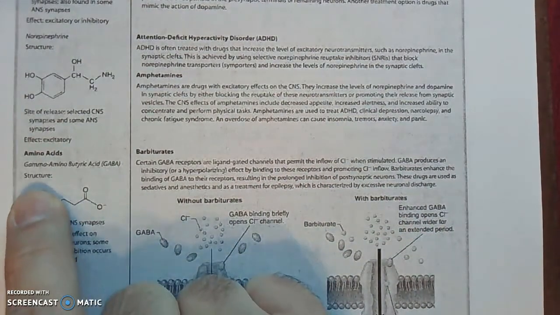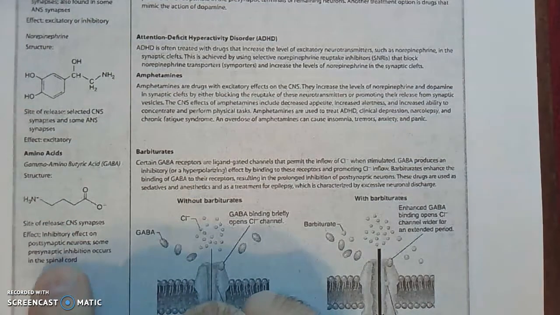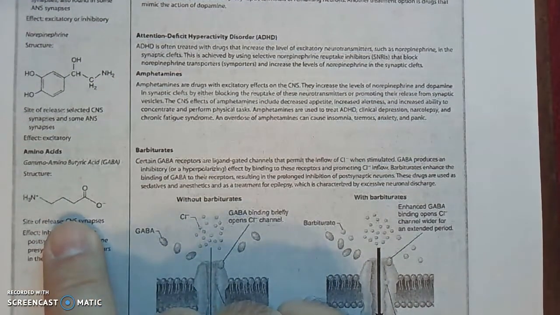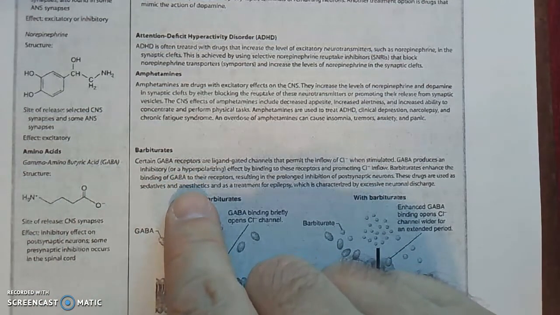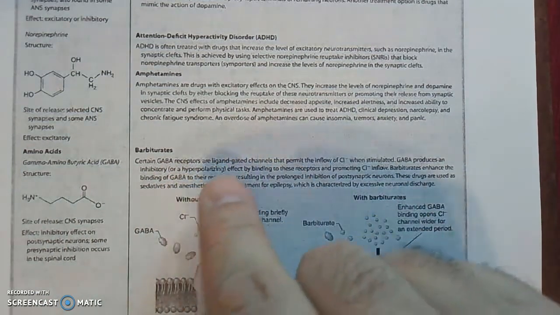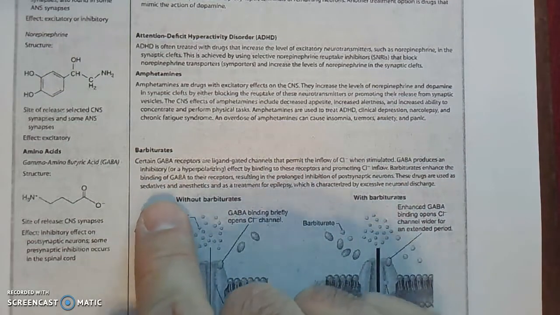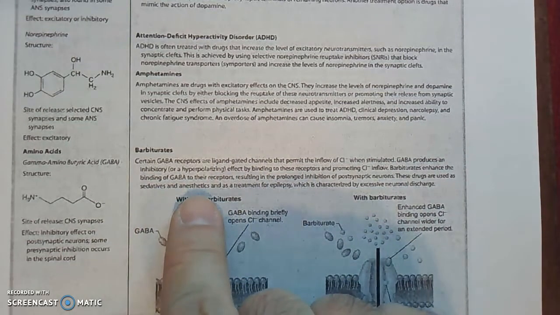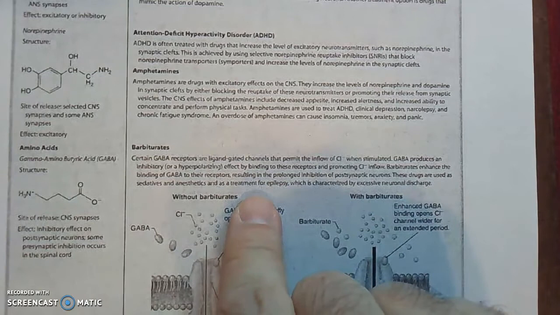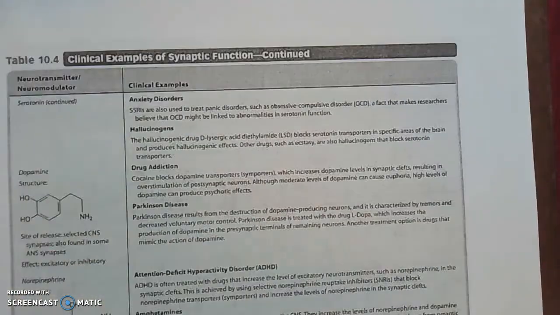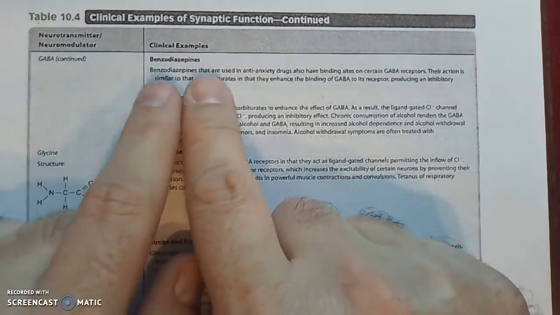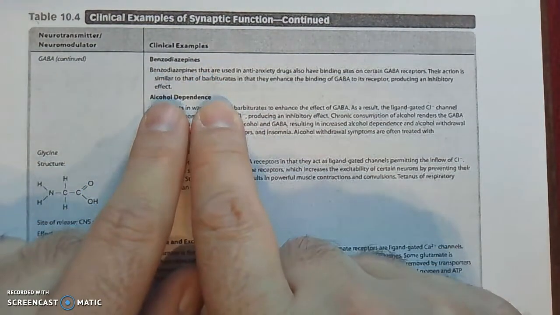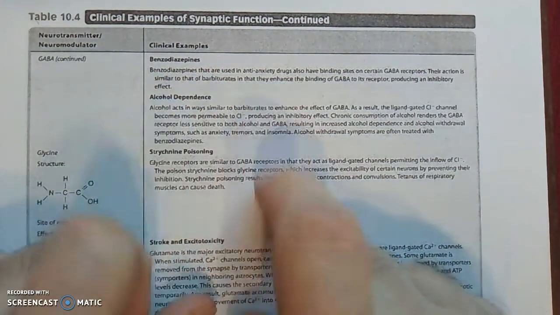Gamma-aminobutyric acid, or GABA, is another neurotransmitter. Barbiturates can have an effect on that, and you can read over this. A lot of them are sedatives or anesthetics, or treat epilepsy. Benzodiazepines, or benzos, are used as anti-anxiety drugs.